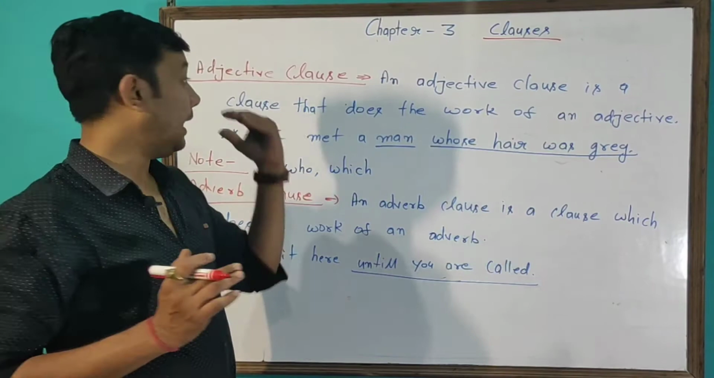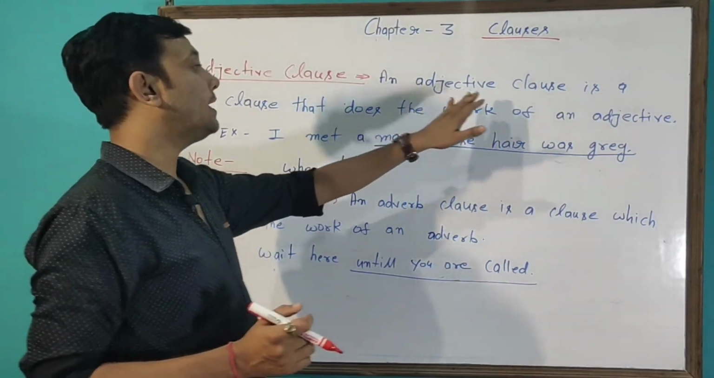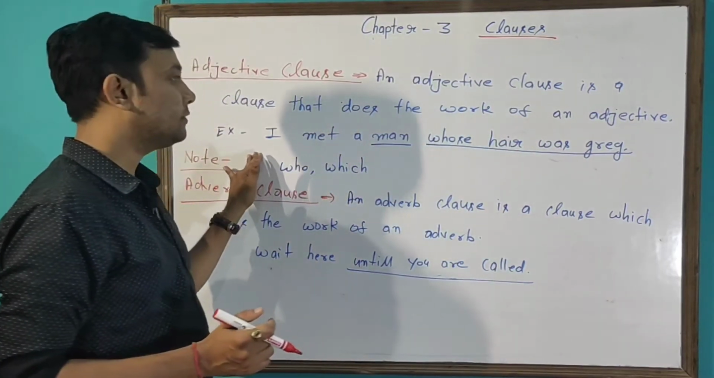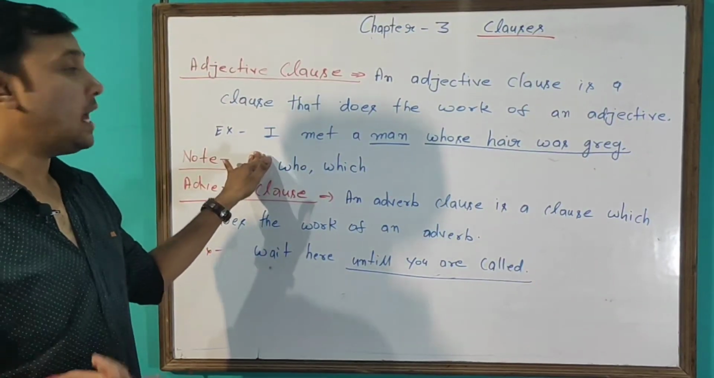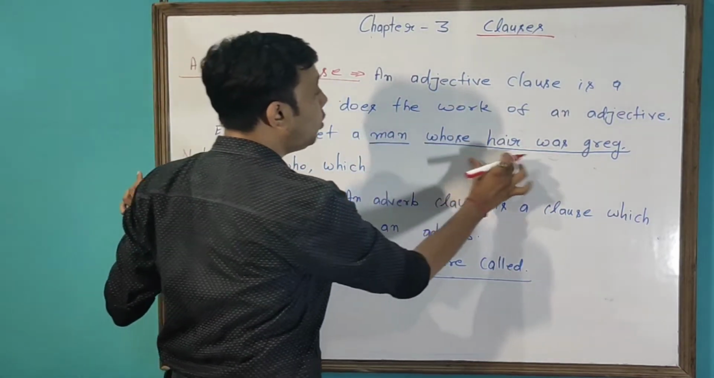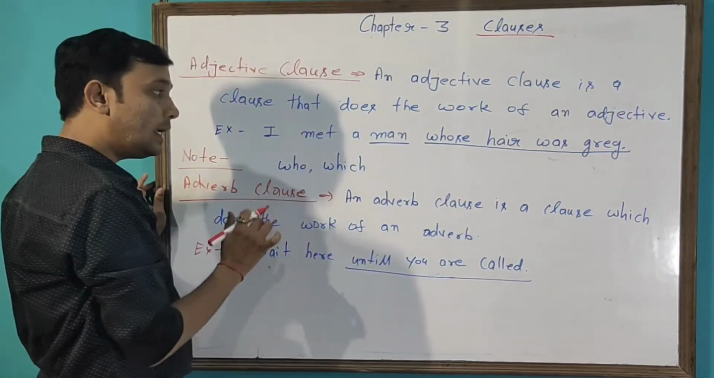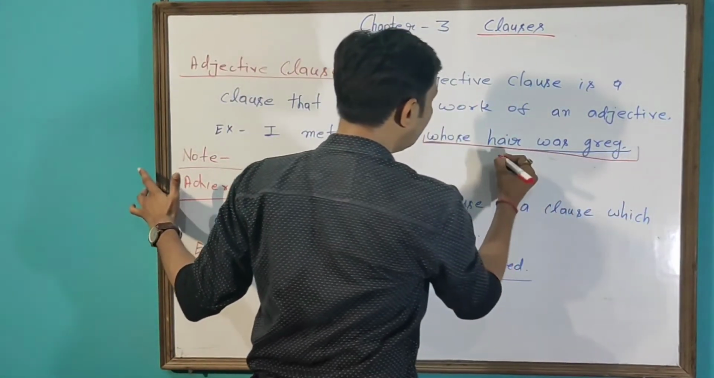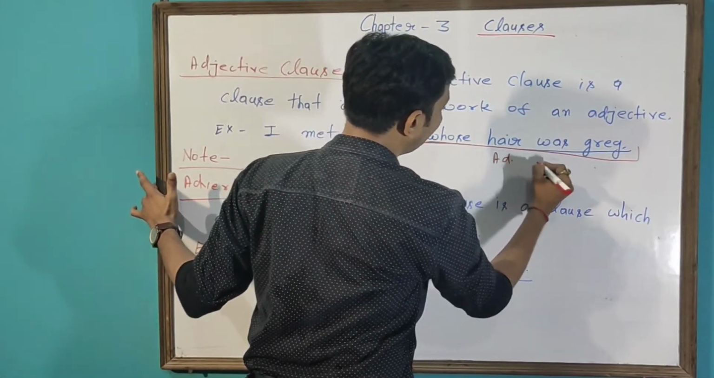Now, adjective clause. A clause that does the work of an adjective in the sentence is known as an adjective clause. For example, I met a man whose hair was grey. Clear? I met a man whose hair was grey. This clause is known as an adjective clause.